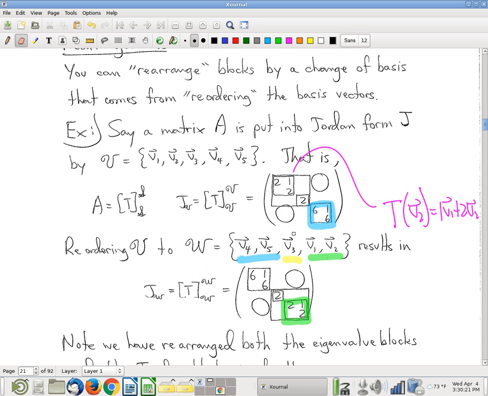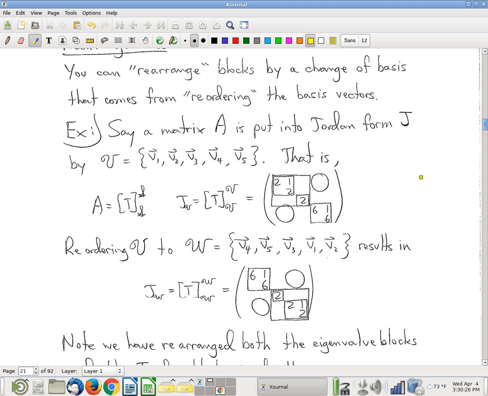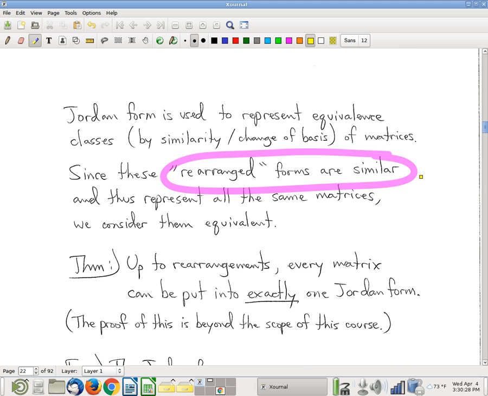Okay. Erase all this junk here. Okay, so all rearrangements are similar. Let me say that a little bit differently. If you give me two Jordan forms that are rearrangements of each other, they are similar to each other.